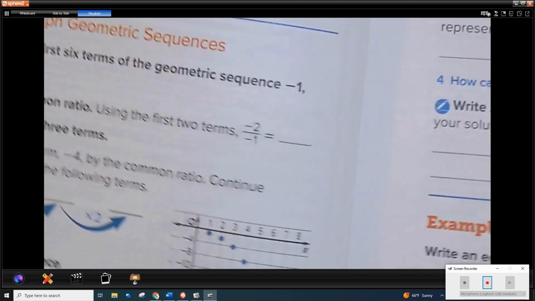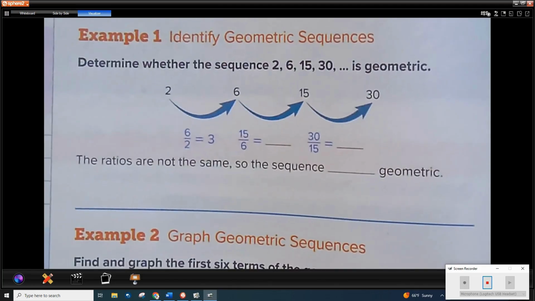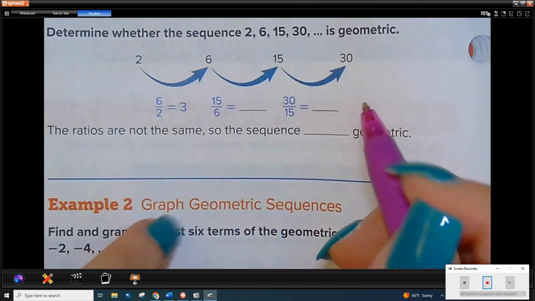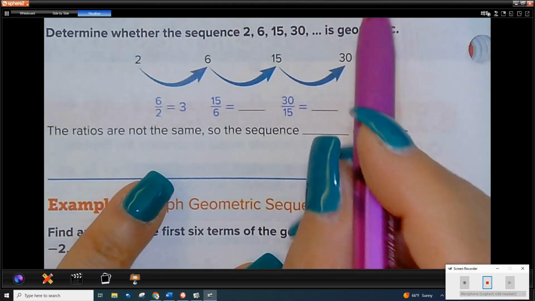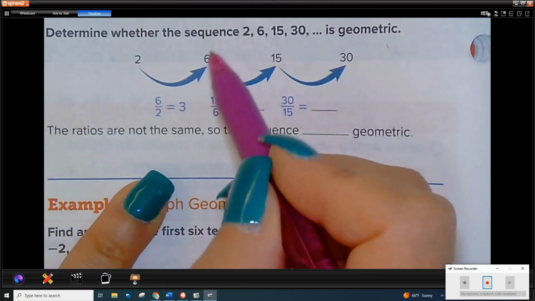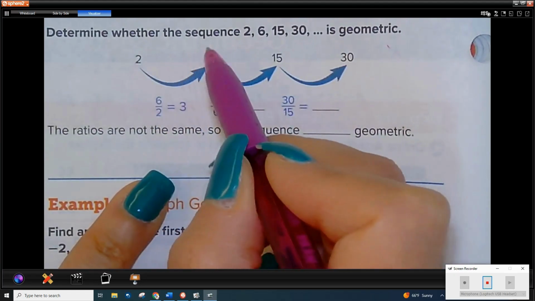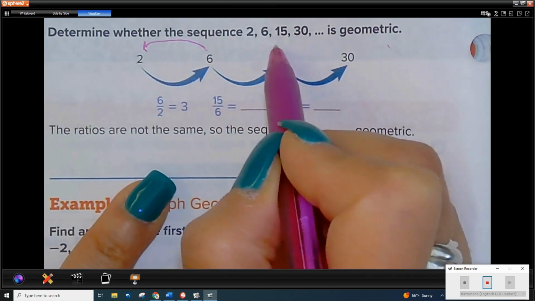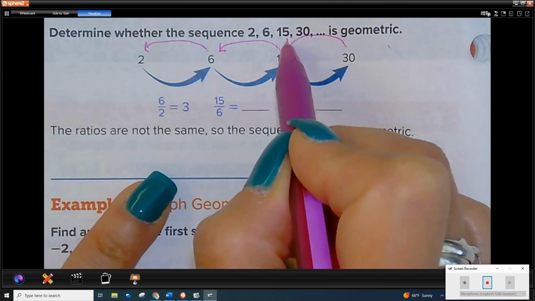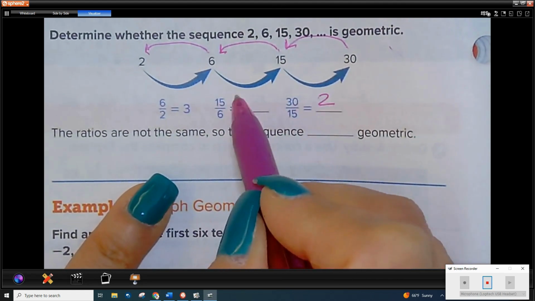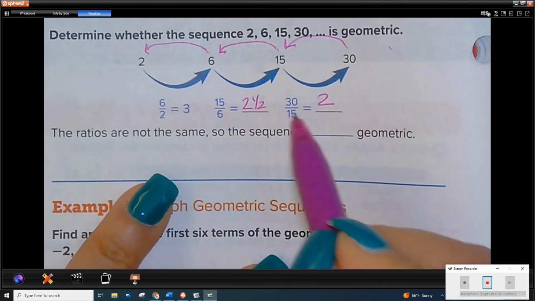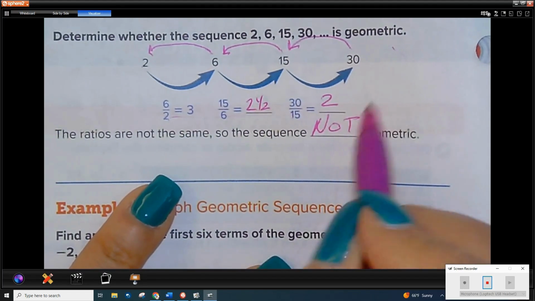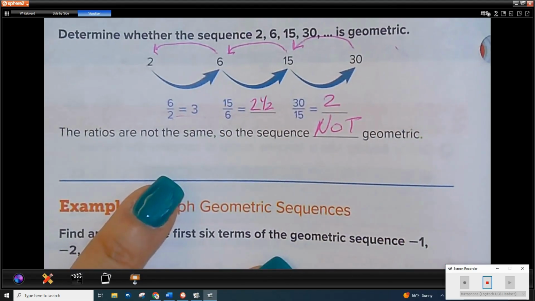So this one's an easy peasy. We got geometric sequence 2, 6, 15, 30. Is that geometric? Well, it needs to multiply by the same number every time. And the way we find the ratio, this is really simple, you could tell 2 times 3 is 6. If you didn't know, you do 6 divided by 2, 15 divided by 6, 30 divided by 15. Well, this is 2 and this is 2.5. So they are not the same, so it is not geometric. It would have to be the same value every time that you multiply to get the sequence.